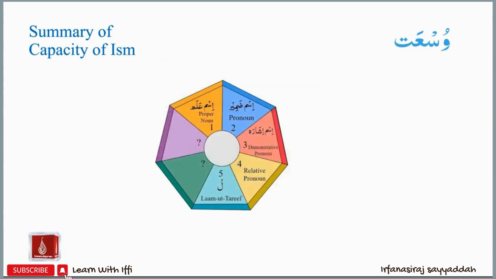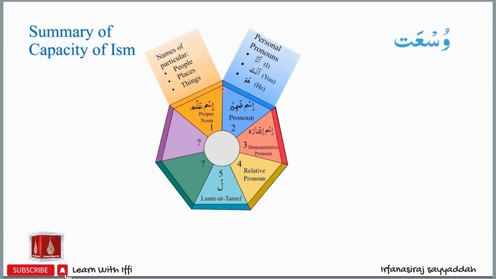In our study of definite asma or marfa asma, we studied 5 different types of definite asma. The first group that we studied was that of Ism Alam or proper nouns. This category includes names of particular people, places, and things. The second group is that of pronouns or Ism Zamir. These primarily include the personal pronouns, for example, the word ana, which is used for I, anta, which is used for you, huwa, which is used for he.